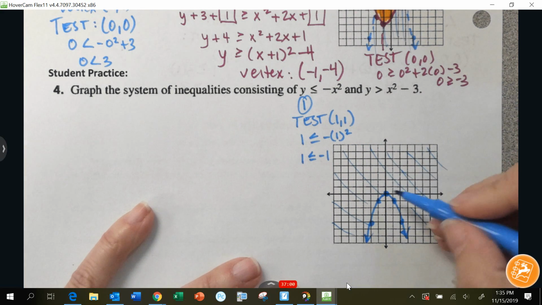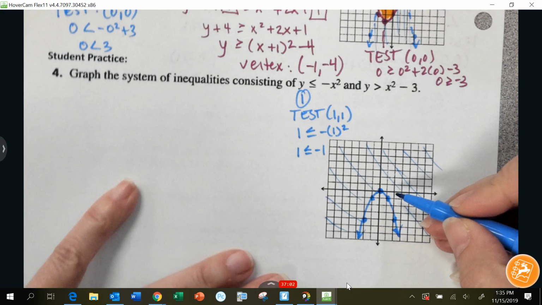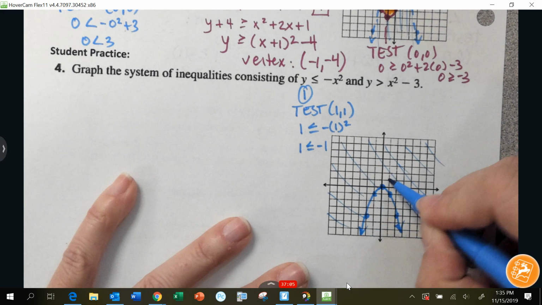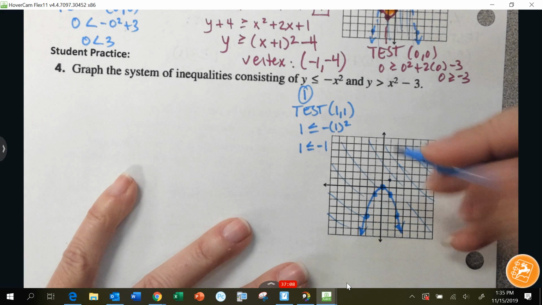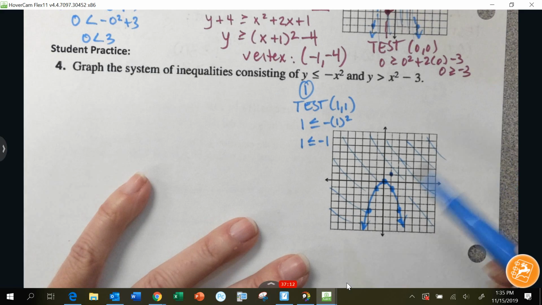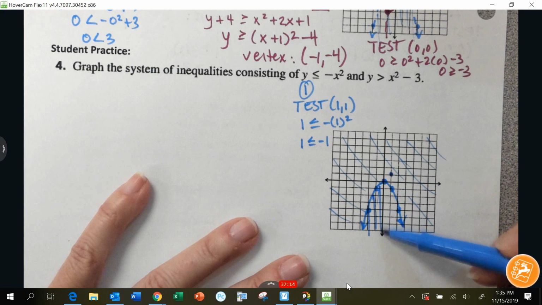No, just kidding. Oh, gosh, I can't erase this. It is not true, so I cannot shade. I'm sorry, I forgot what point we tested. Usually I color it in so I don't make that mistake, and I didn't do it. I have to shade inside the parabola.